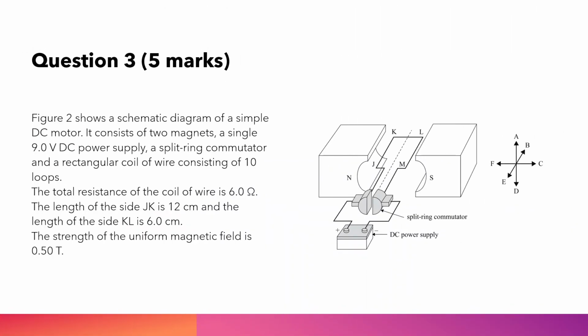Figure 2 shows a schematic diagram of a simple DC motor. It consists of two magnets, a single 9.0 V DC power supply, a split ring commutator, and a rectangular coil of wire consisting of 10 loops. The total resistance of the coil of wire is 6.0 ohms. The length of the side JK is 12 centimeters, and the length of the side KL is 6.0 centimeters. The strength of the uniform magnetic field is 0.50 T.